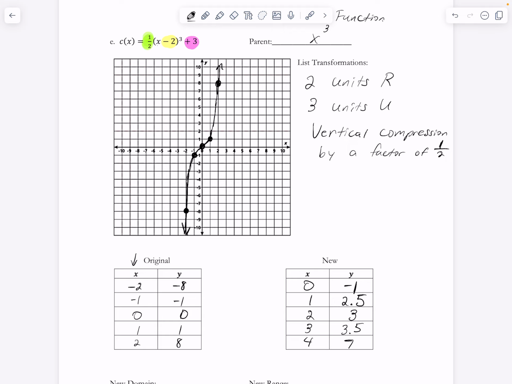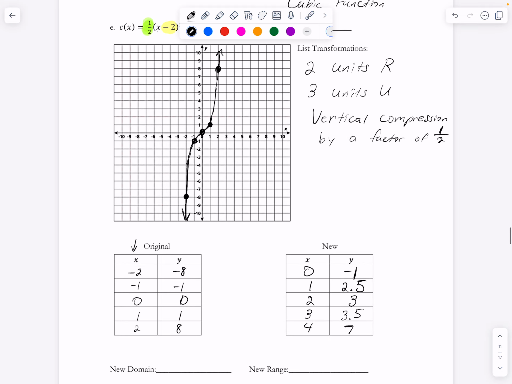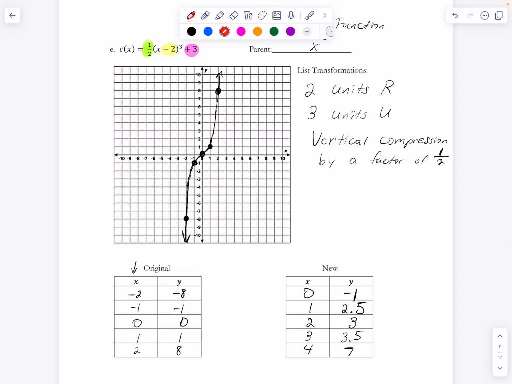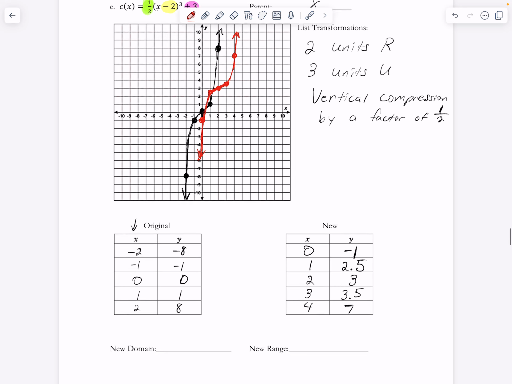All right. So let's go ahead and plot these new points. I'm going to plot 0, -1, 1, 2.5, 2, 3, 3, 3.5, and 4, 7. So you see everything's just a little bit smushed together, right? Compressed, if you will. Not as spaced out. So that 1/2 is just making it a little bit wider instead of a little bit skinnier. All right. Okay, do the domain and range, then we'll be done.